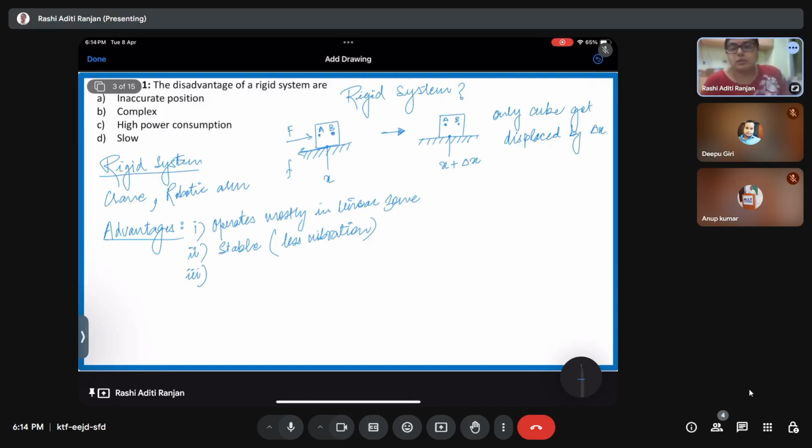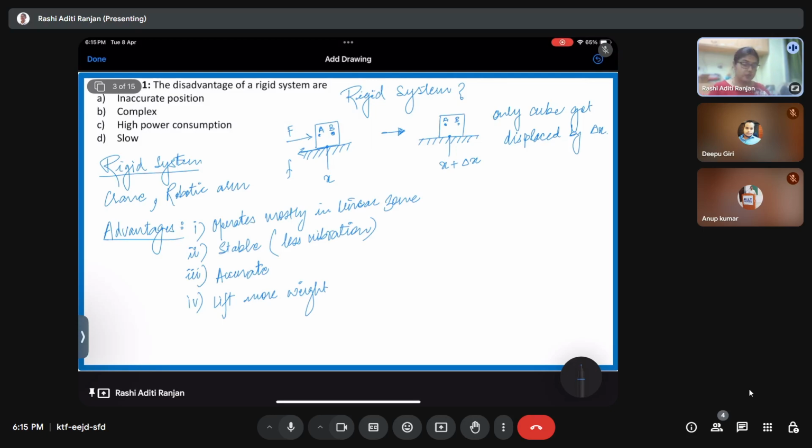Third, what could be the probable more advantages that I can talk about? We have the linear zone, then we say that it is stable because it has less vibration as compared to the flexible material. What other? Since it has less vibration, it is more accurate, right? It is more accurate. And four, it can lift more weight. These are fine. I guess these are enough. Now I know its advantages.